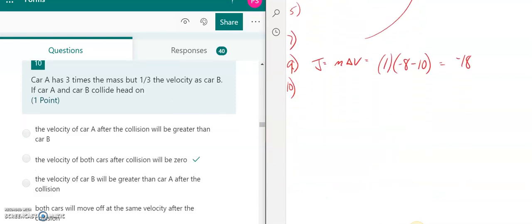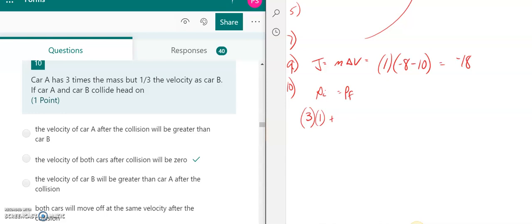Car A has 3 times the mass but 1/3 the velocity of B. If they collide head-on, the velocity of both cars is going to be 0. If you look at the momentum before and the momentum after, momentum before, you've got car A that has 3 times the mass, so we'll just give it a mass of 3, and 1/3 of the velocity, so let's give it a velocity of 1.